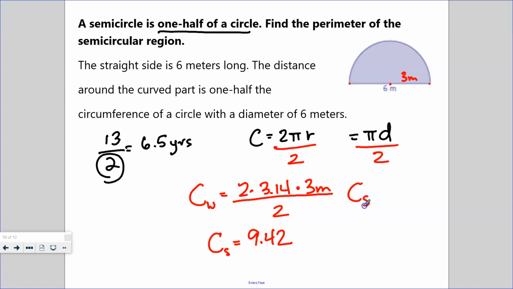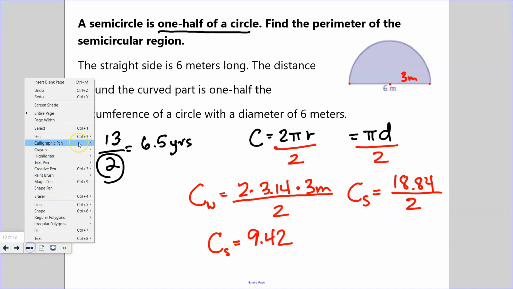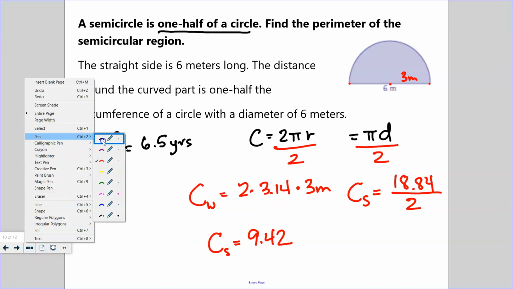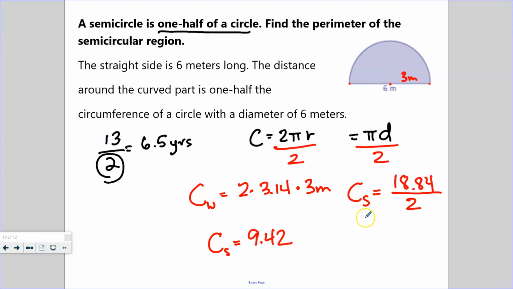So I'm going to do one more thing. C of the semicircle equals 18.84 divided by 2, which is 9.42. And we'll get rid of this little piece right here. My apologies, I probably shouldn't have done that. All right. So again, the w just means the whole circle, and the s means the semicircle. So half of it, so we're dividing by 2 here.